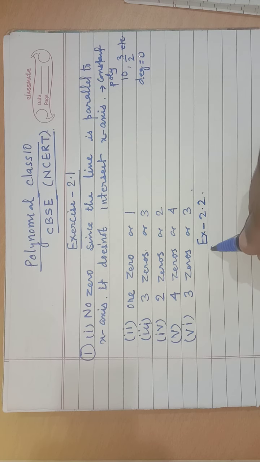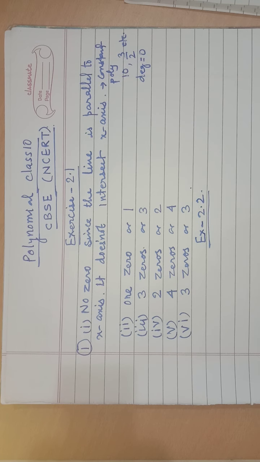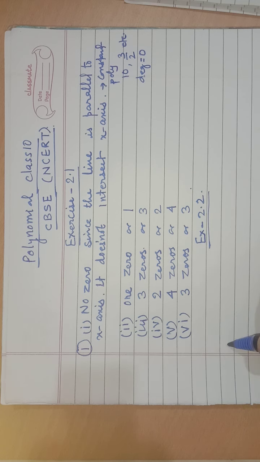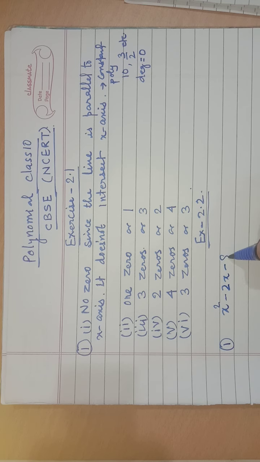2.2. Now the first question: find the zeros of the quadratic polynomial and verify the relationship between the zeros and the coefficients. So the first question is x square minus 2x minus 8.